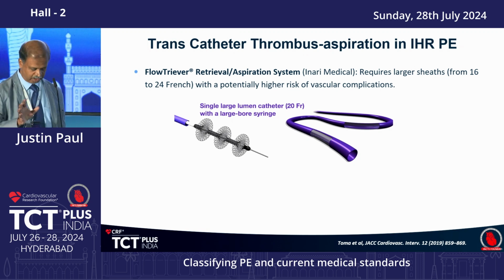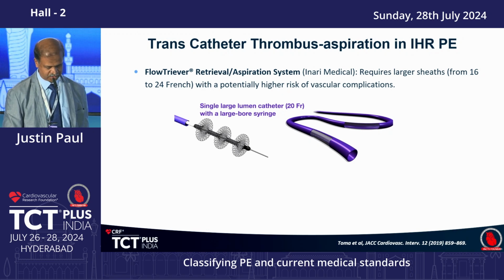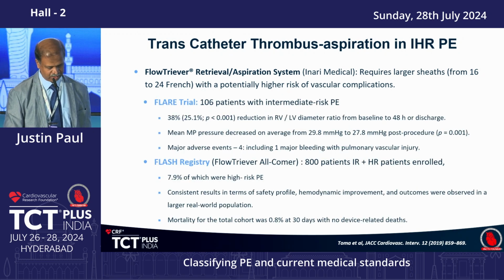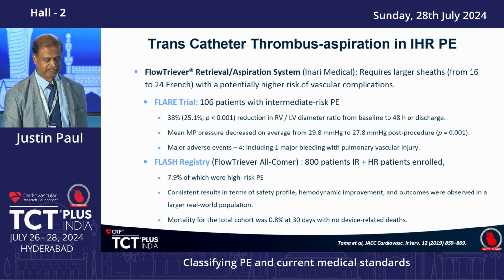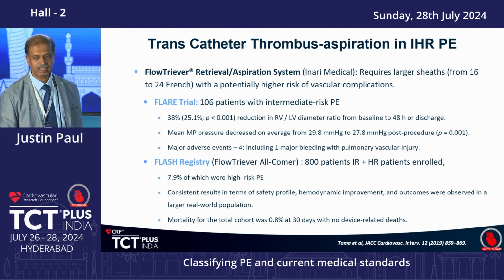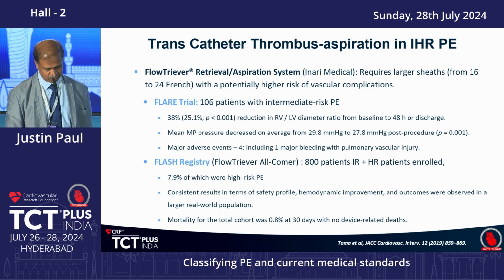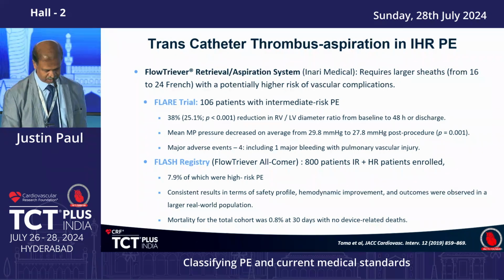You find that most of them are being done in the intermediate risk groups. There are two studies, the FLARE study on intermediate risk pulmonary embolism. In fact, FLARE had 140 patients, of which 35 were high-risk patients. I excluded the high-risk, and 106 were intermediate risk pulmonary embolism, and it showed benefit. And the adverse events were only 4, including 1 major bleeding and pulmonary vascular injury, very large size. We need to be extremely careful in negotiating the catheters not to produce systemic injuries.